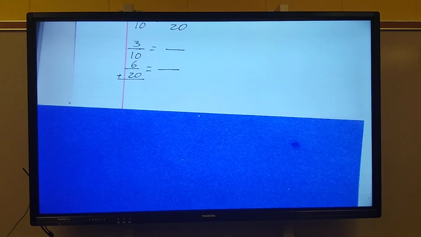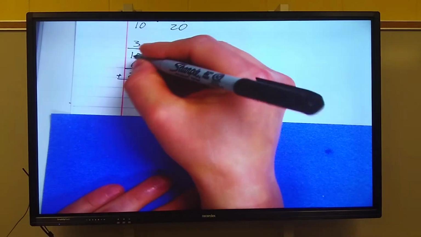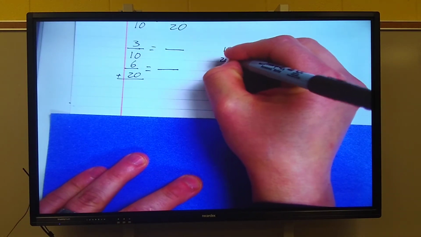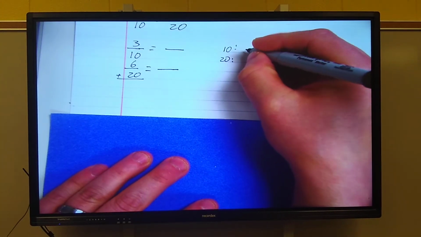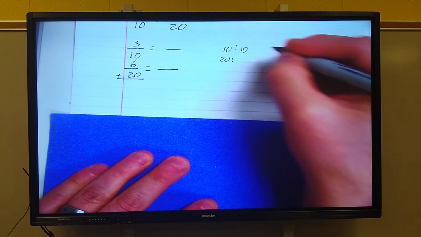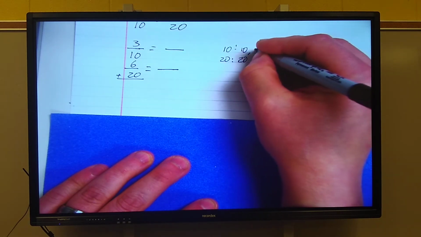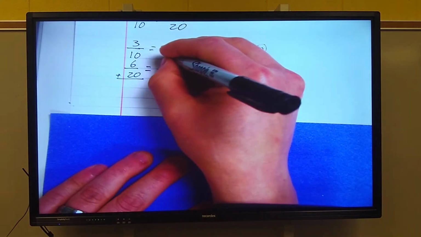I must find my new denominator. So I take 10 and 20, and I find the multiples until I find one that's the same. 1 times 10 is 10. 1 times 20 is 20. 2 times 10 is 20. 20 is my new denominator.